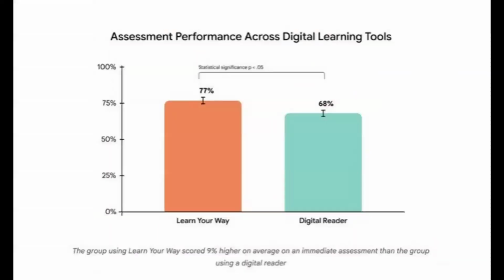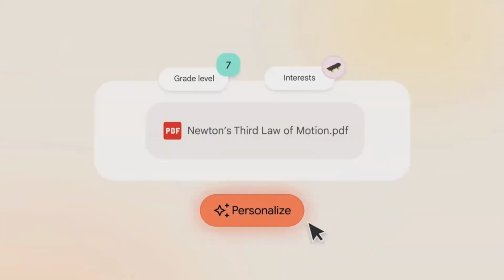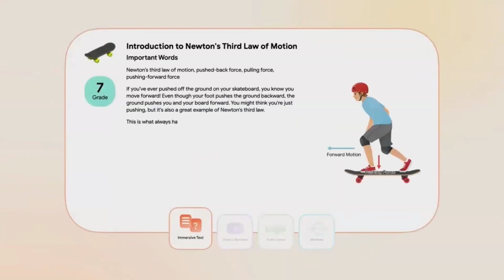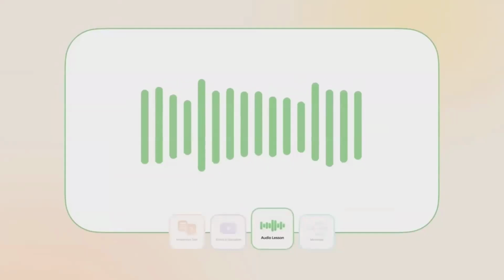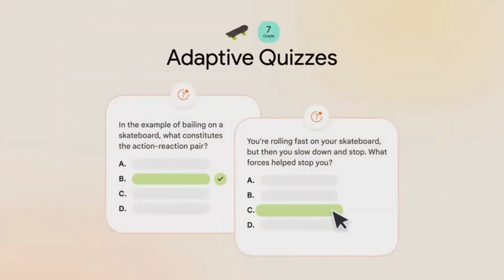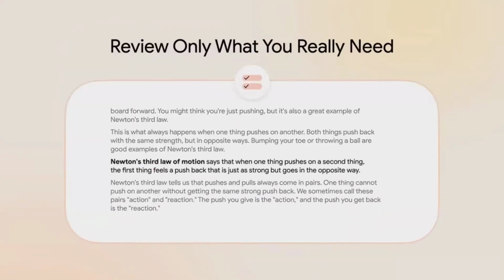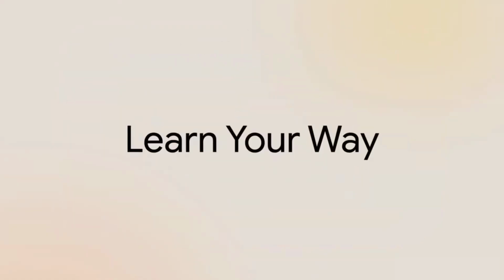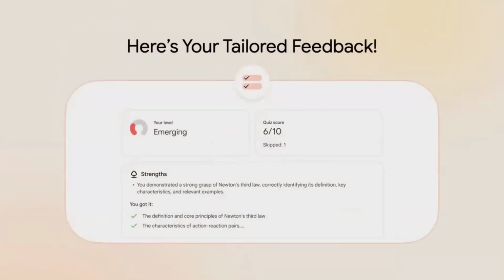So, what does this mean for the future of education? It's not just about digitizing textbooks anymore. With generative AI, every student could have a tailored, adaptive, and interactive learning companion, one that matches their grade, interests, and learning style. If adopted at scale, this could reshape classrooms worldwide, making learning more personal, more engaging, and ultimately more effective. Google calls Learn Your Way a research experiment, but it's a glimpse into the future where textbooks aren't just read, they evolve with you.